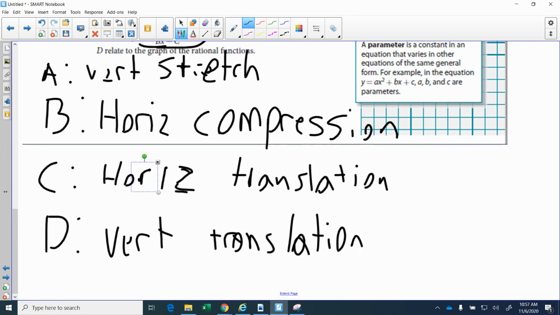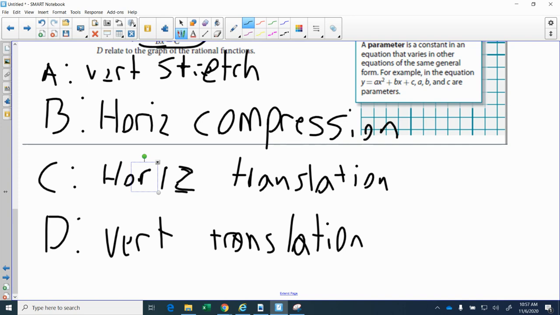The main idea I want you to think about with each of those values is how it's actually shifting. The vertical stretch and the horizontal compression shift the graph either outwards or inwards relative to your asymptotes. While your C and D, your translations, are shifting your asymptotes from where they're originally at to where they're now at.